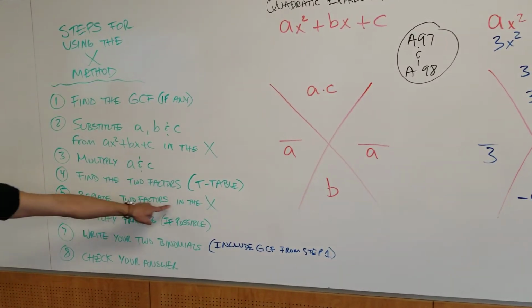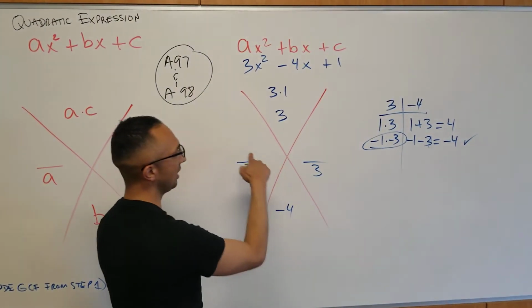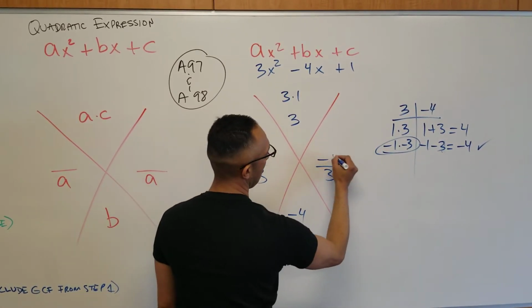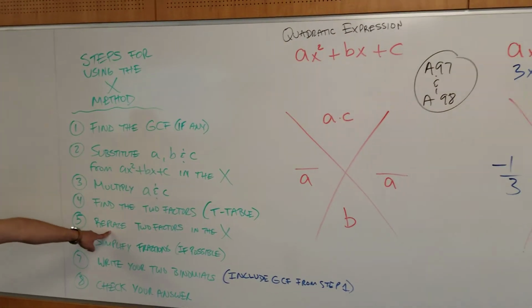Step 5, replace the two factors in the x. So we're going to go ahead and grab these two numbers for factors and write them right here. 1 on each side, so negative 1 and negative 3. Okay, we are done with step 5.